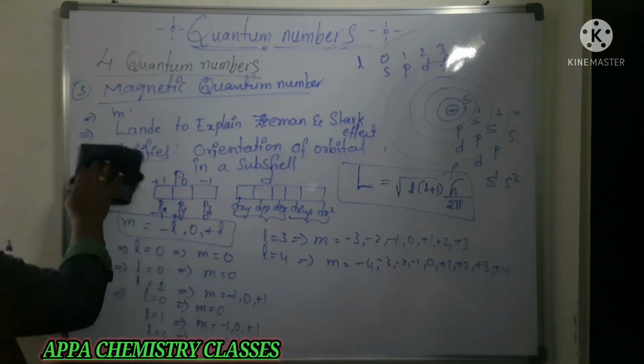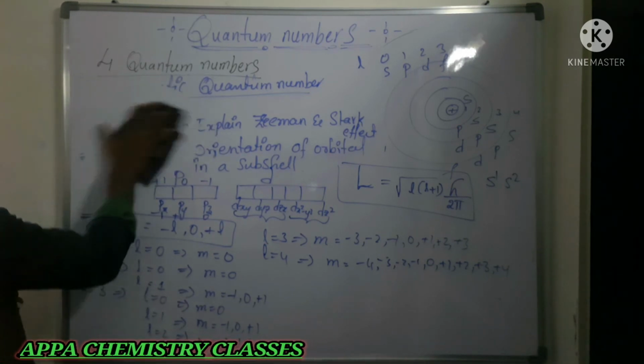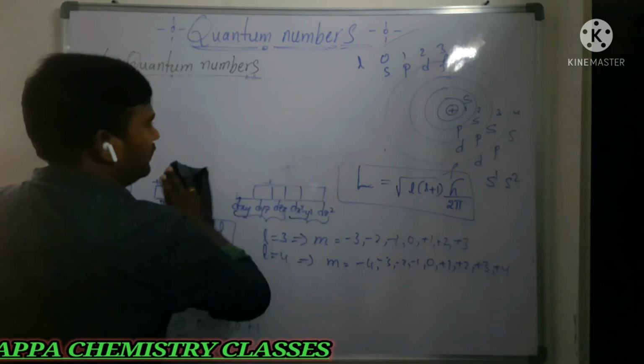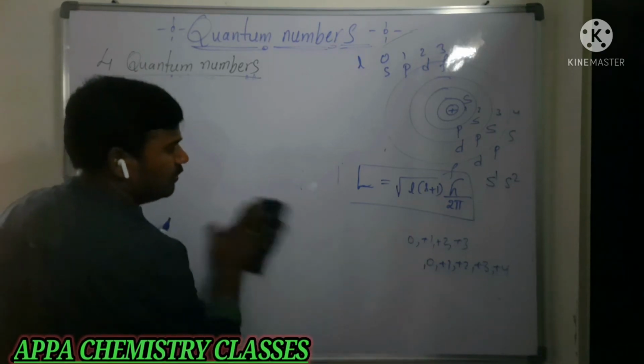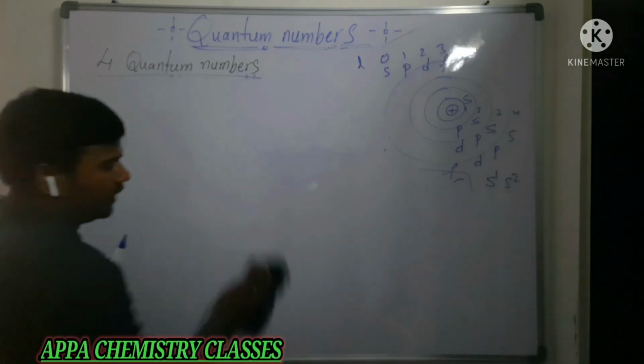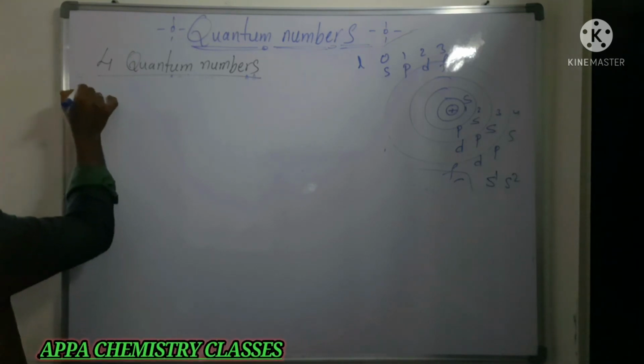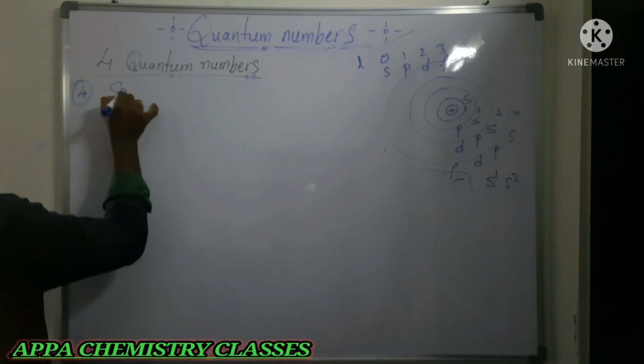Next we are going to see the spin quantum number. The spin quantum number is very important, and it is the fourth quantum number.